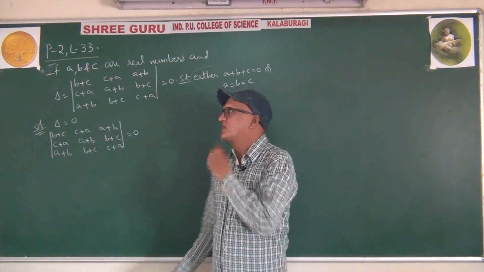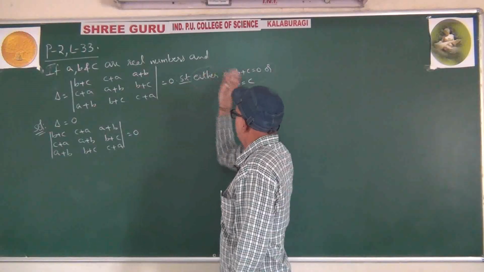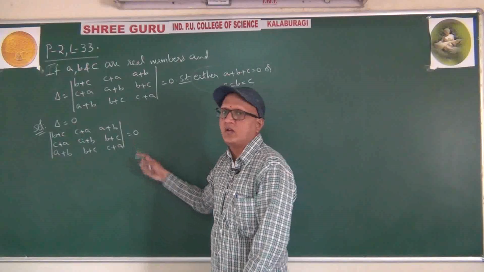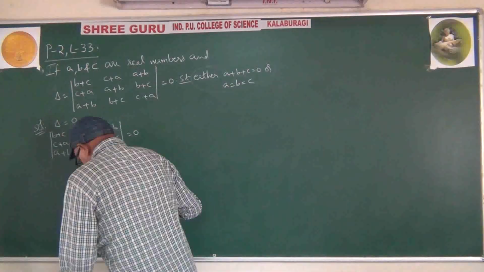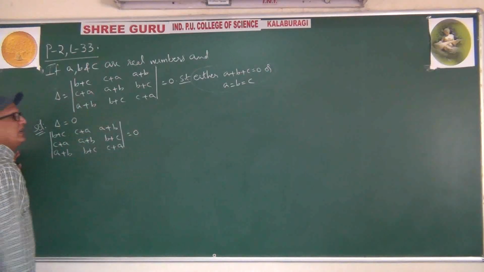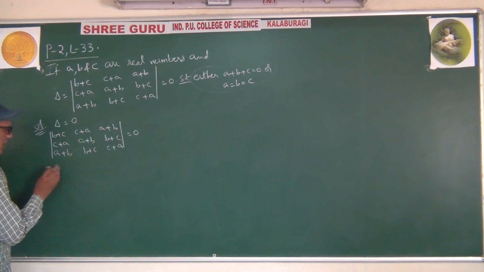They did not ask us to prove this one. That's why we have to take it equal to 0 in the beginning only, in the beginning steps itself. Property, operation.